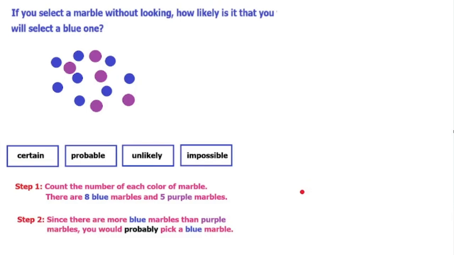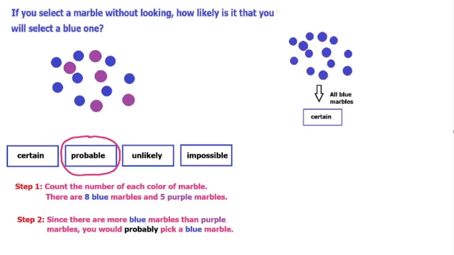The next step is we need to figure out that since there are more blue marbles than purple marbles, you would probably pick a blue marble. So the answer to this problem is probably. So let's circle the probably. So the answer to this one is probably. So probable. But what if there were other scenarios, right?